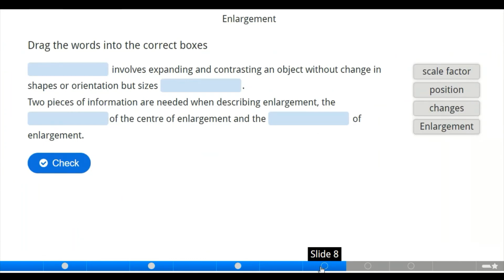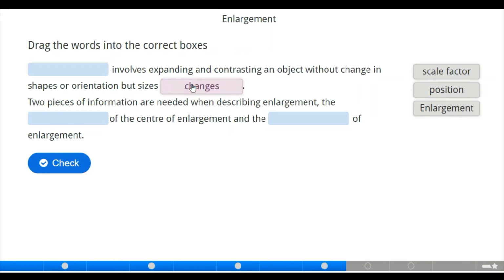Okay, so the next thing here we want to look at is enlargement. When you're talking about enlargement, it involves expanding or contracting an object without changing the shape or the orientation of that object, but the size changes. So we can have something that is smaller before. By the time we are doing the enlargement, we increase it to be bigger. Or we have an object that is bigger before, then by the time we are doing enlargement, we reduce it to be something smaller. So the size changes, but the shape does not change.